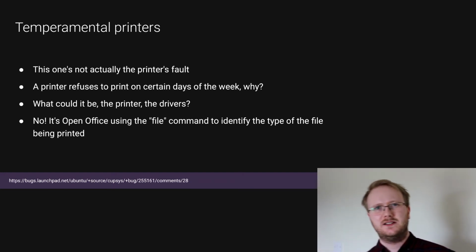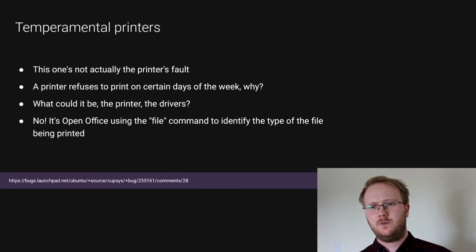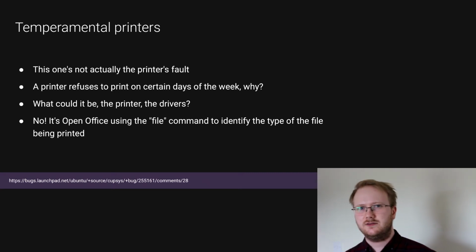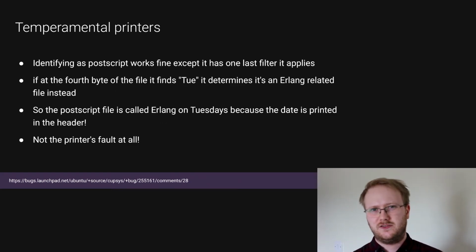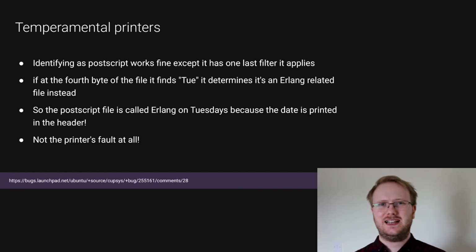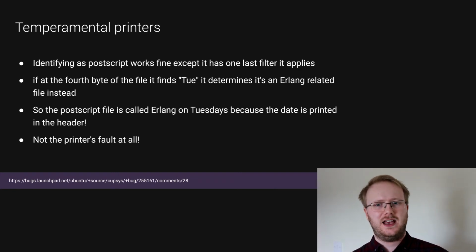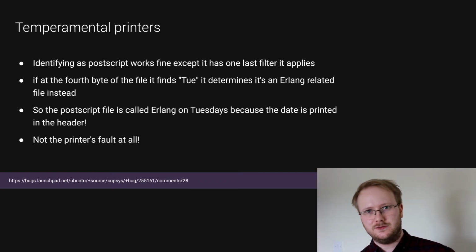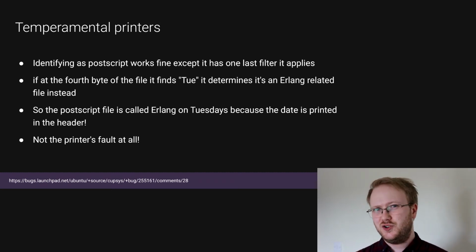Interesting. So what's to blame here? Is it the printer? Is it the drivers for the printer? Well, no. In this case, it's a number of things. Specifically, it's the file command, being used by OpenOffice. So it's using that command to try and identify the file type of the file it's trying to print, which is a PostScript file that's just been generated. So what's the problem? Well, the PostScript file that's just been generated has a header, and in that header is a date. And that date contains the date on which it was generated, i.e. the current day. Well, that wouldn't be a problem, and everything works fine, except for the fact that there is a rule that overrides the PostScript rule to identify PostScript files that says if starting at the 4th byte there is the string exactly "Tu", i.e. the start of Tuesday, then it is in fact an Erlang related file.